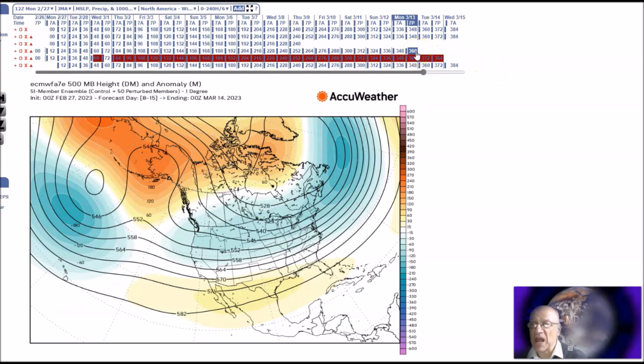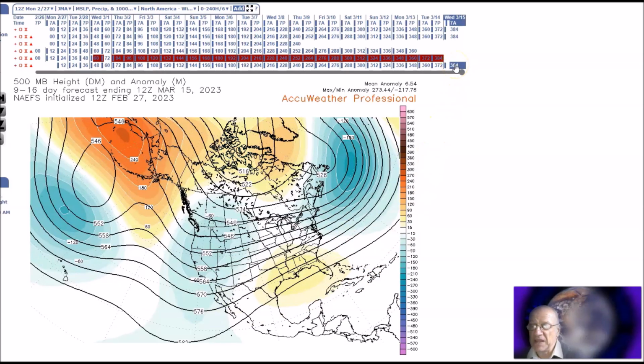And then we look at the European ensembles, which have blocking occurring from Greenland to the Northeast Pacific, with a broad area of below normal heights across southern states, and pushes this trough to the south. I think this would be more like the pattern. And the NAEFS has a trough here, ridging across the southern states, still blocking across here. So I'm going to go with the blocking.